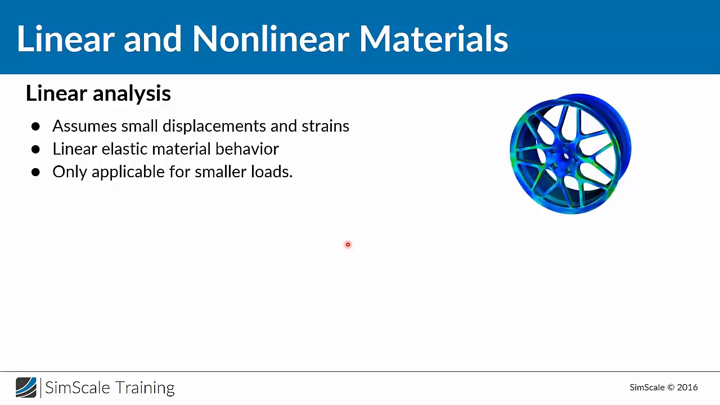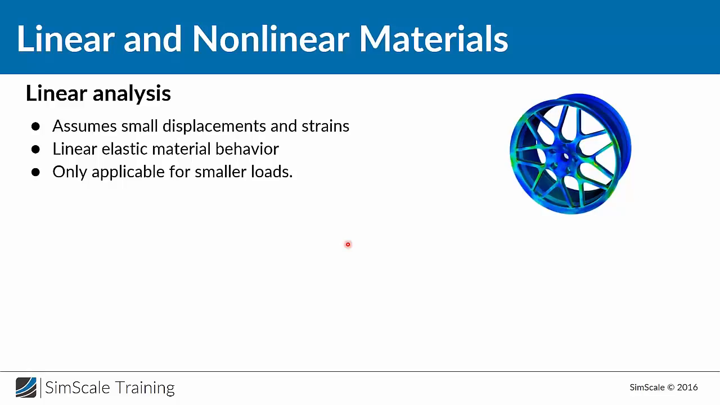And based on this, we can define several types of analyses. So first of all, we have so-called linear analyses, and basically we can assume this kind of analysis everywhere where we have small displacements and strains. Because if you think back, as long as the loads are small and the displacements and strains are small, we won't have plastic behavior.